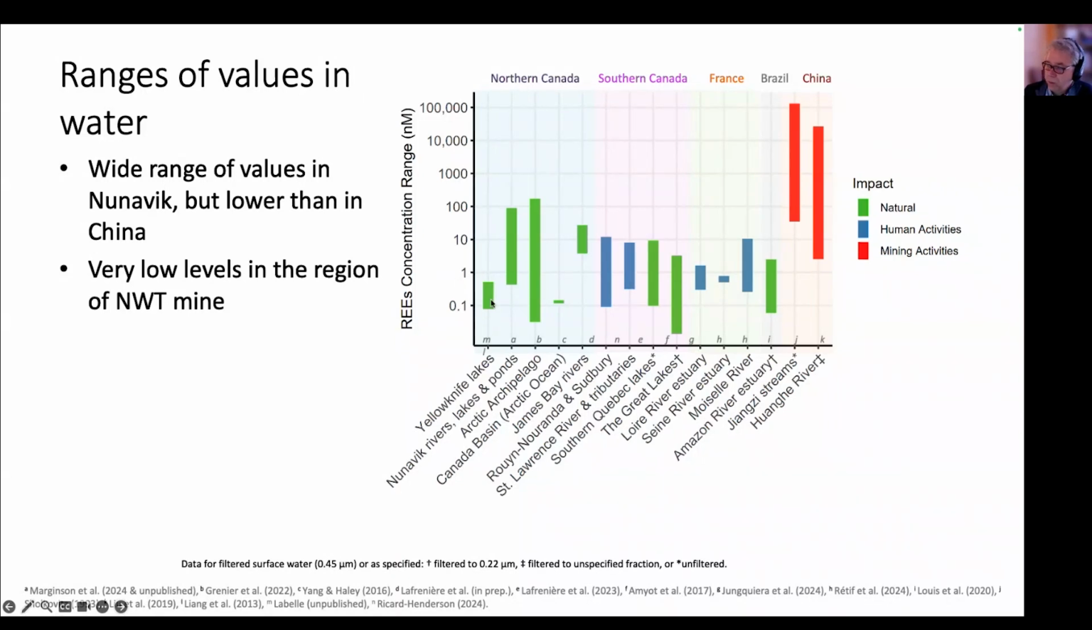And with respect to the subarctic here in northern Canada, you can see that the levels are ranging over a couple of orders of magnitude. But the sites near the only active mine in Canada are the lowest, very, very low because of water chemistry.